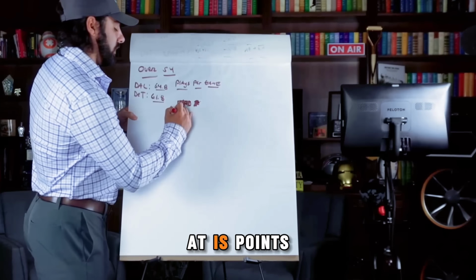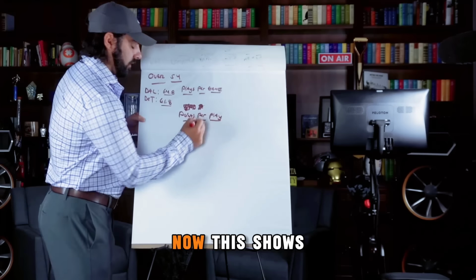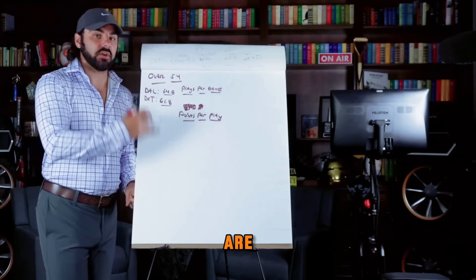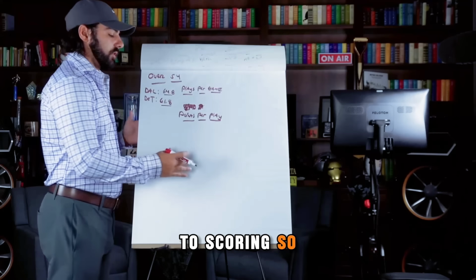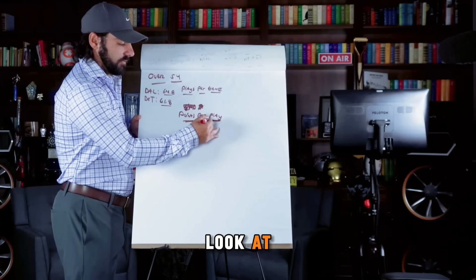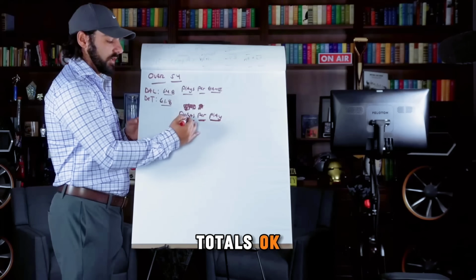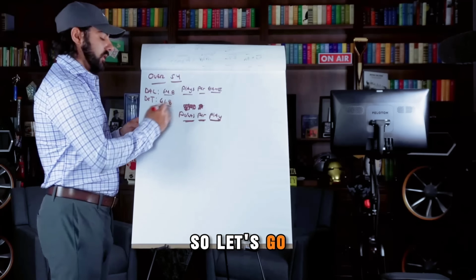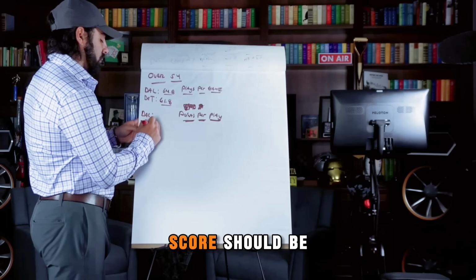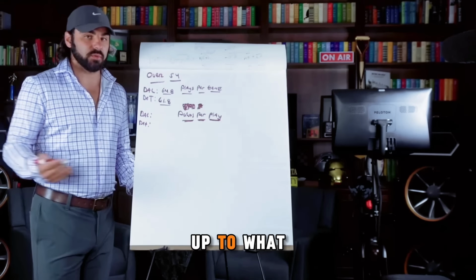Next thing we want to look at is points per play. Now this shows how efficient the offenses and defenses are when it comes to scoring. So this is very crucial. This is a stat that not a lot of people even look at when looking at totals. Okay, points per play. So let's go ahead and list that down here, because this is how we're going to be able to get our projection of what the score should be if they play up to what they average.